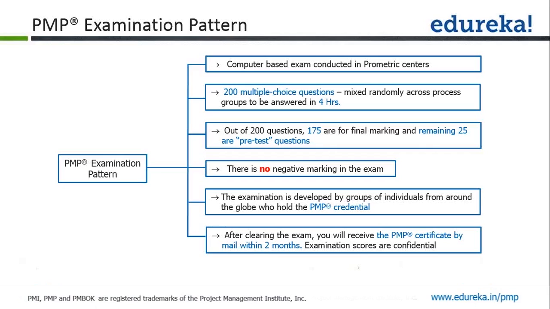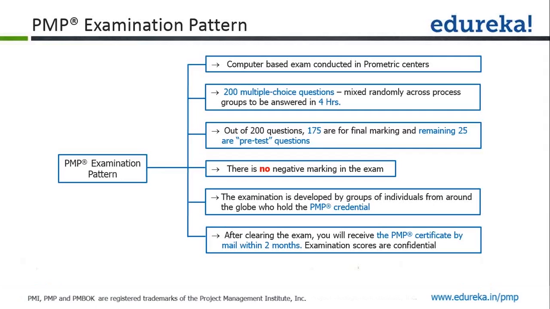There are 200 multiple choice questions which are mixed randomly across the process groups, and the time you are going to get is 4 hours. So on average, you get approximately 1 minute and 8 to 9 seconds for 200 questions, because in 240 minutes you need to answer 200 questions. Some of the questions will be very short, 1 or 2 liners. Some of the questions will be paragraphs, and 80% of the questions are scenario-based questions. Out of these 200 questions, 175 questions are marked for the final marking, and the remaining 25 questions are the pre-test questions.